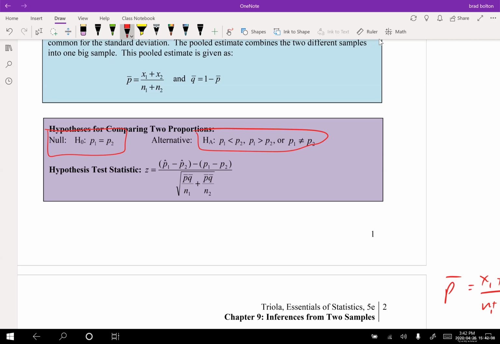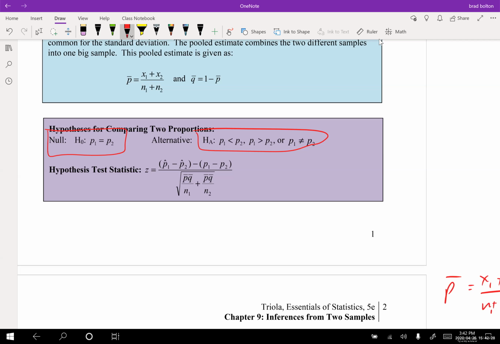Okay. So the null will always be that P1 is equal to P2. What that means is the null is assuming that population 1 and population 2 have the same proportion. And the alternate is saying they don't. Either one is smaller than the other, one is bigger than the other, or just they're different. We don't care which one's bigger or smaller, we just know they're different.